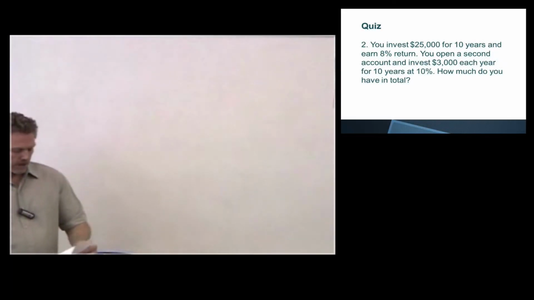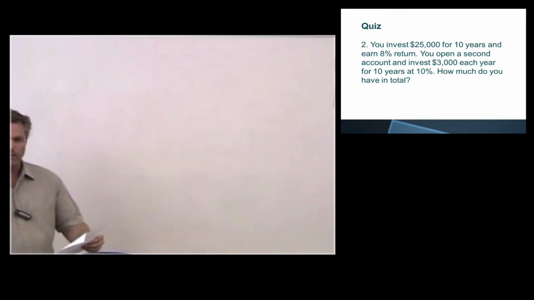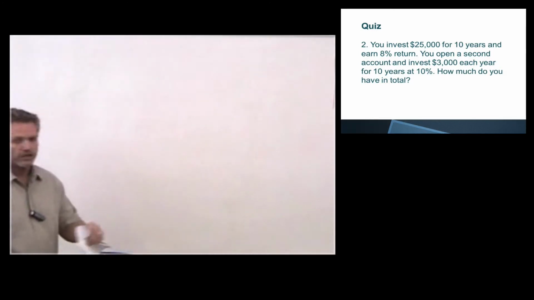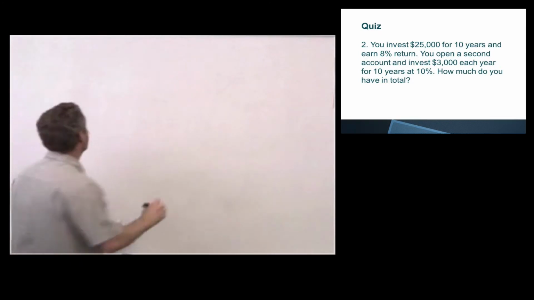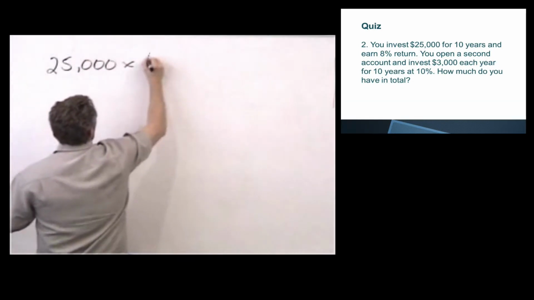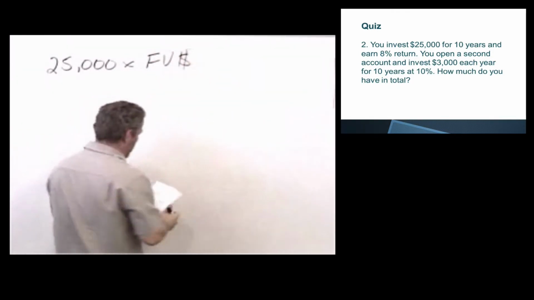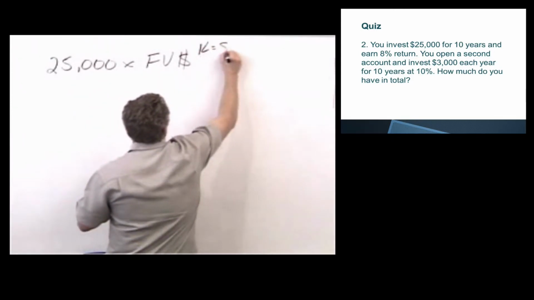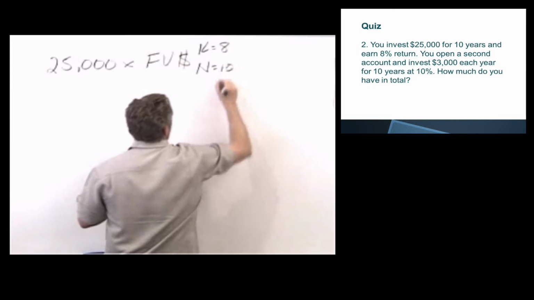Question 2 on the quiz. You invest $25,000 for 10 years at 8%. You open a second account and invest $3,000 each year for 10 years at 10%. How much do you have in total? All right, so we invest $25,000 for 10 years. That's a lump sum. So we're looking at $25,000 times future value of $1. And we have here it's 10 years at 8%. So K equals 8 and N equals 10.